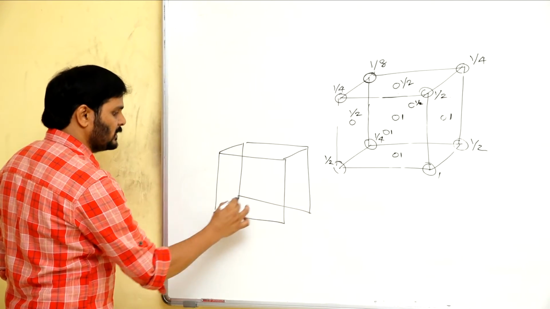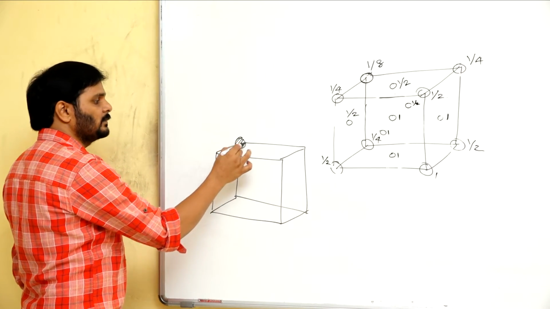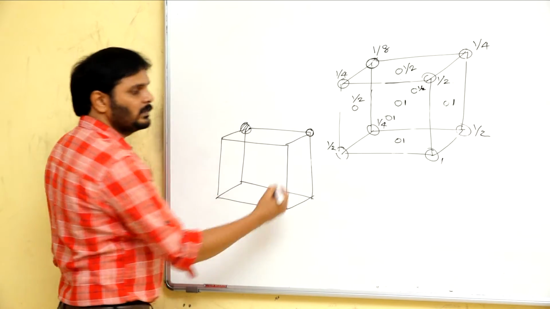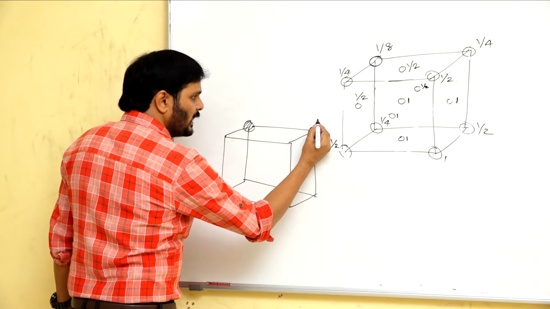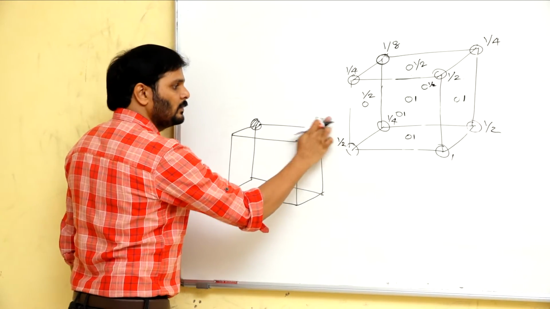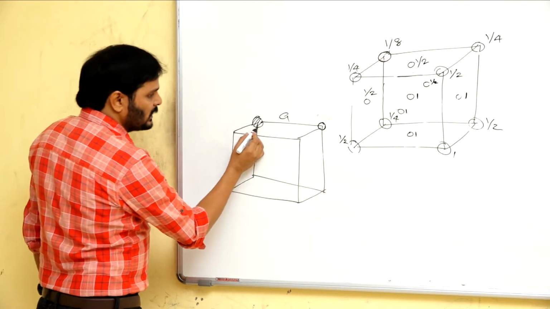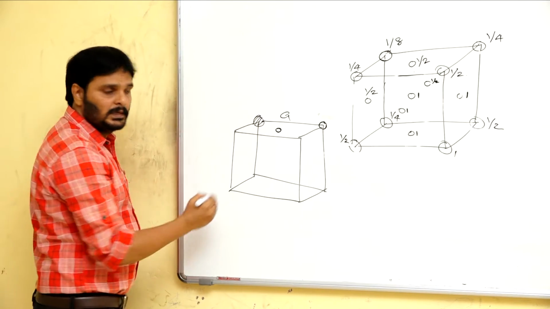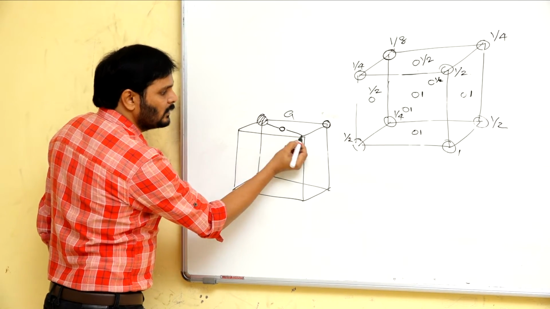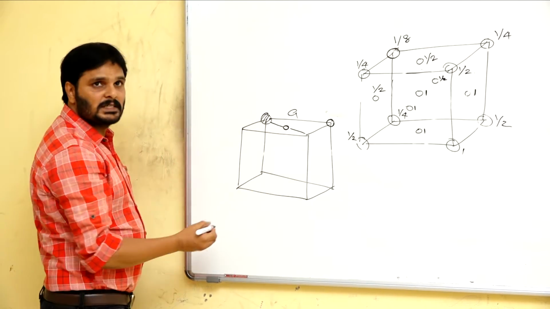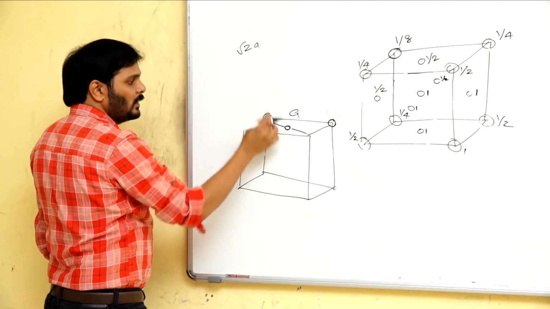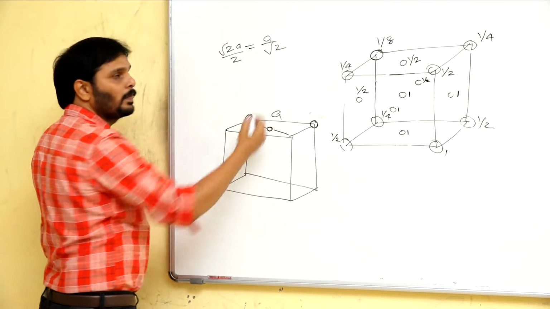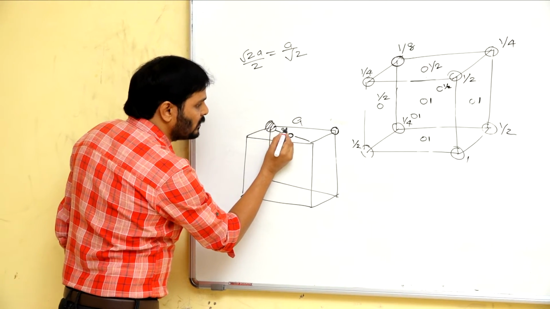Again, with respect to the reference atom, this atom is separated with distance a. This atom is separated from the face center, this is a face center atom, then separated with the distance: total distance is root 2a, half of the distance root 2a by 2, this is nothing but a by root 2. So here it is a by root 2.